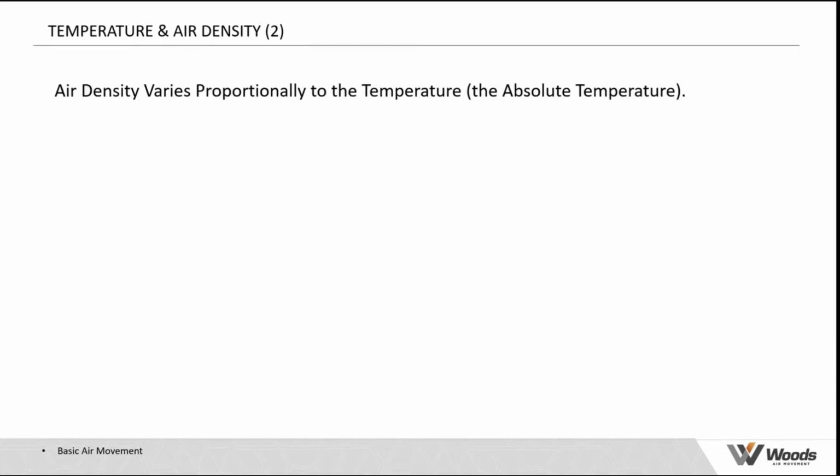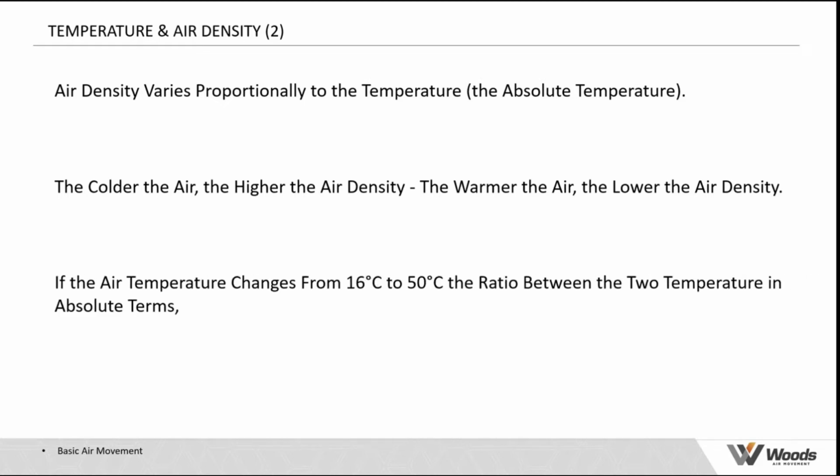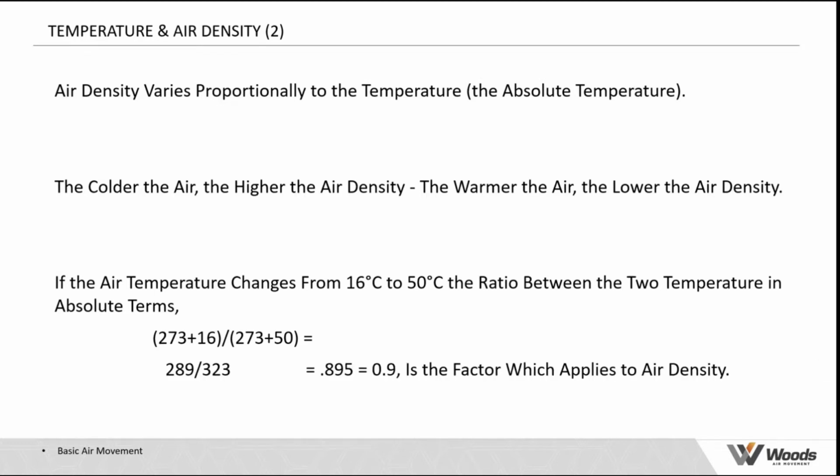But what does actually make a difference too? With the air density, you get a proportional change to temperature, and it's absolute temperature, so it's Kelvin. So the colder the air, the higher the density, the warmer the air, the lower the density. So if air changes from 16 to 50 C, that's the ratio between the two temperatures in absolute terms. So you can see our 273 plus 16, 273 plus 50. So then we get 0.895, roughly 0.9 factor, which applies to the density. So 0.9 times 1.2, the density is 1.08 kilograms.